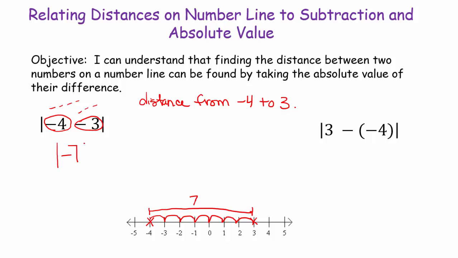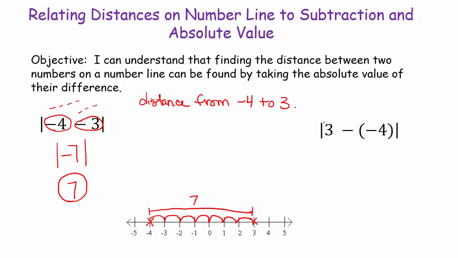But don't lose that absolute value. Absolute value gives you distance, because absolute value at the end of the day creates a positive number. It's a distance on a number line. So a distance can never be negative, so the absolute value won't turn out to be negative. Absolute value of 7 is a positive 7.